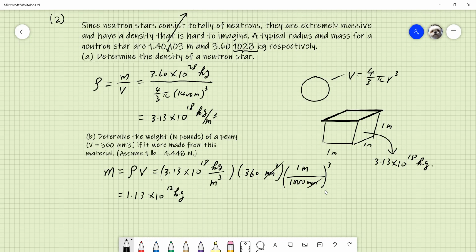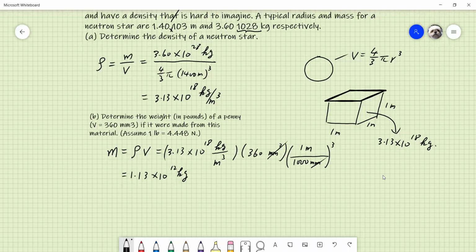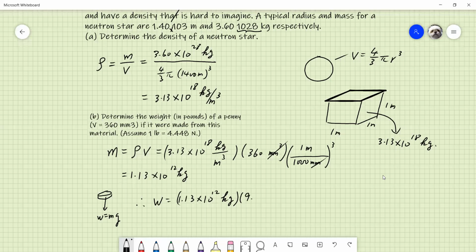But we want to find the weight of this material, which is a penny. So the weight is equal to mg. So that weight will be equal to 1.13 times 10 to the 12 kg times the gravity here, which is equal to 1.11 times 10 to the 13 Newton.